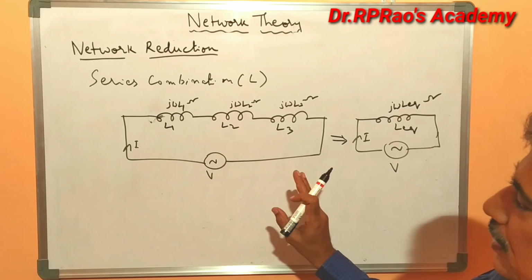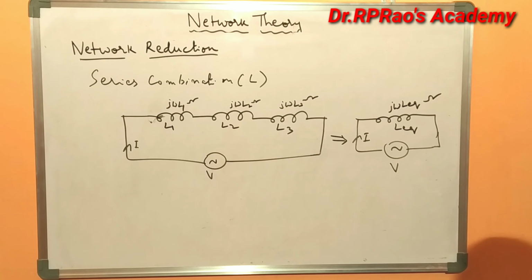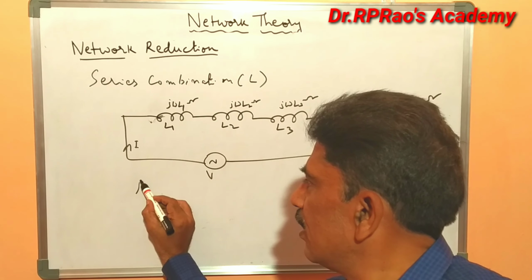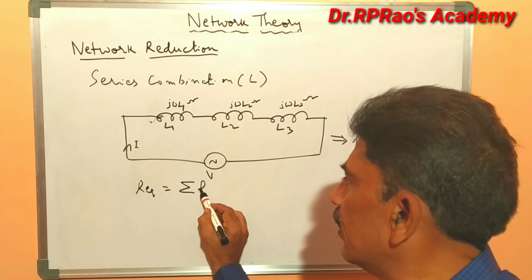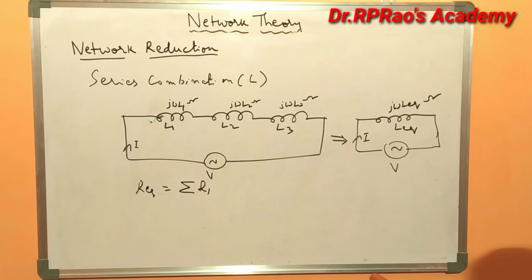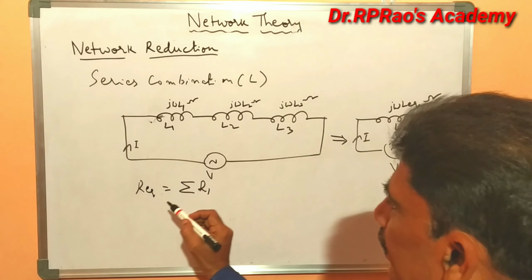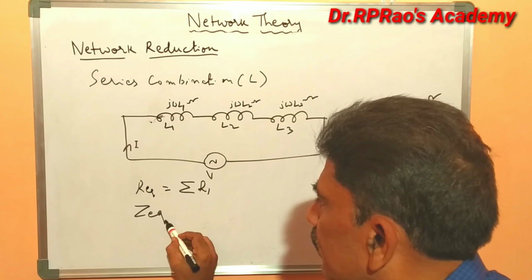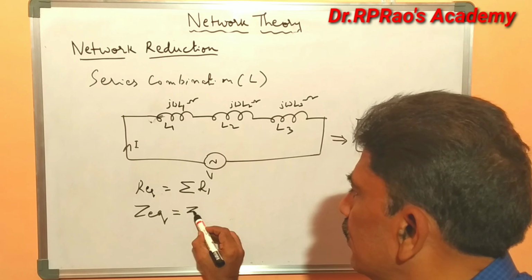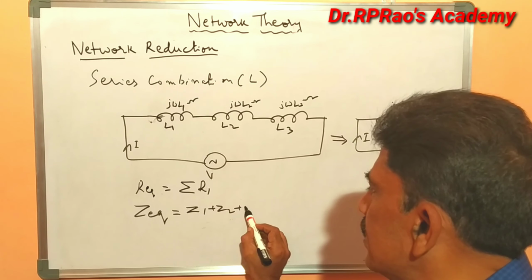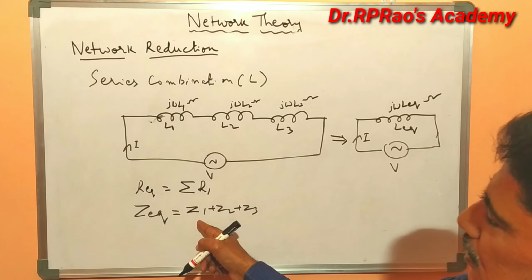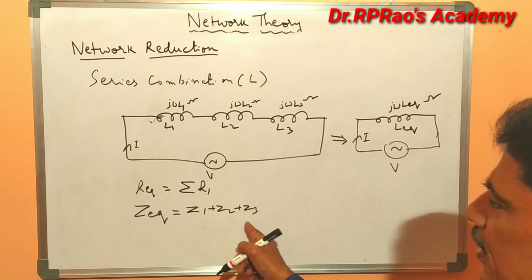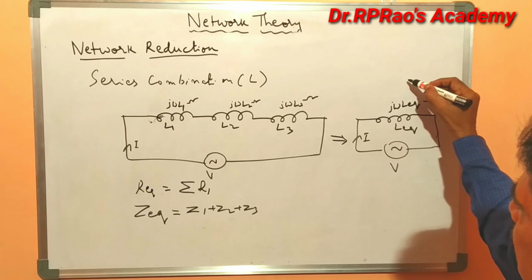Okay, let us use the formula which we have already derived for series combination of resistors. For the series combination of resistors, R equivalent is equal to sigma Ri, that means R1 plus R2 plus R3 and so on. Here Z equivalent is equal to Z1 plus Z2 plus Z3. Since there are three inductances, we will get three impedances.